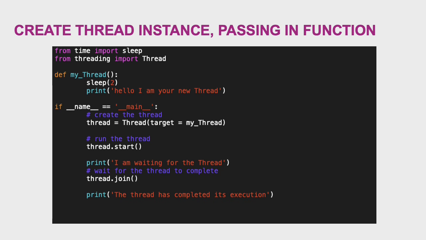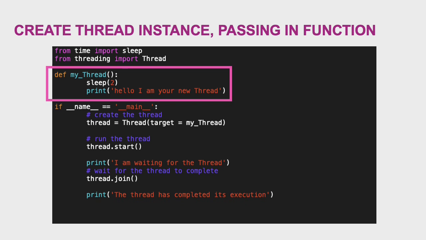So let's get started. Let's analyze the code. First of all, the myThread function. This function is really easy. Everyone understands it. We sleep 2 seconds, then we print "hello, I am your new thread" on the CLI, on the screen. And then we have the main, where the thread creation logic is implemented.